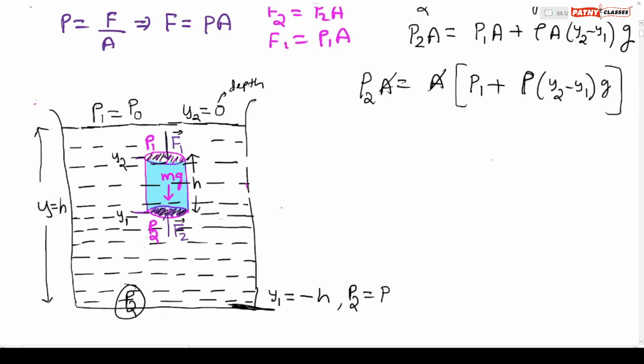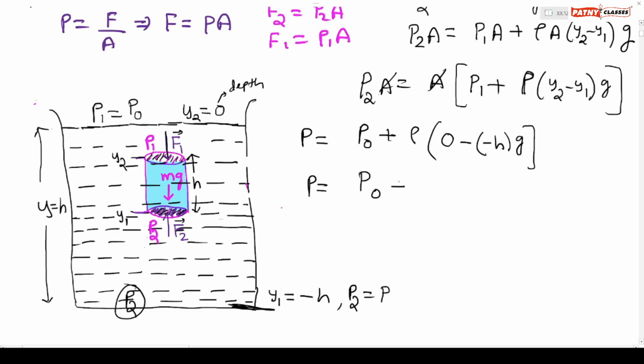So the above equation gets modified. In place of P2 we write P, in place of P1 we write P naught, that is atmospheric pressure, plus rho, and y2 equals zero depth minus y1 equals minus h depth, negative depth, because it is going below the water level, therefore we have taken minus h. Therefore we get P equals P naught plus rho multiplied by h into g, that is, P equals P naught plus h rho g.